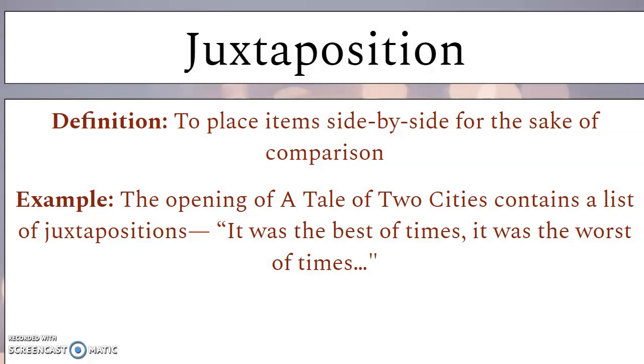Then you have a juxtaposition. Juxtaposition is a fun word to say, so I do like this one as well. The definition of it is to place items side by side for the sake of comparison. The example is the opening of A Tale of Two Cities contains a list of juxtapositions. The famous opening line of it was the best of times, it was the worst of times. So comparison of two different things, and you put them side by side. That is a juxtaposition.